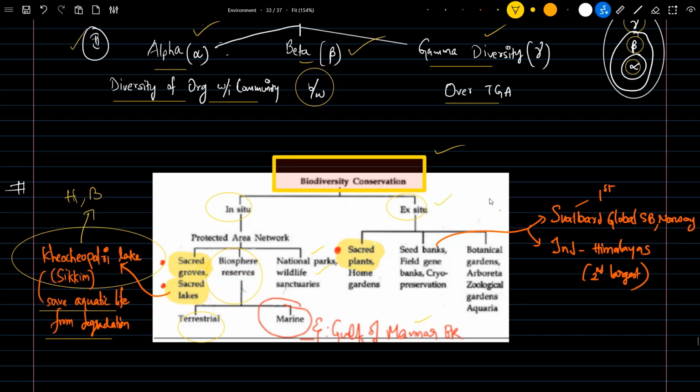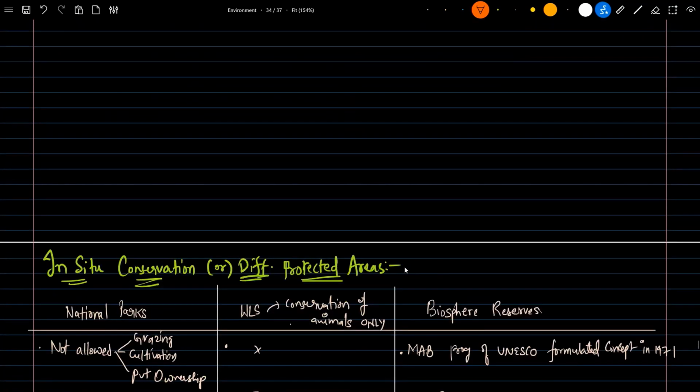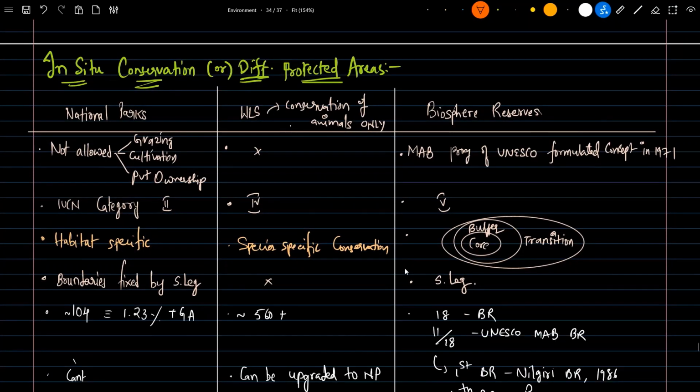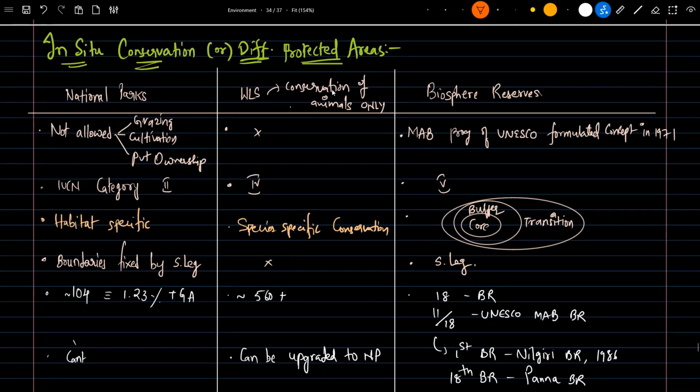Similarly, there is also ex situ biodiversity conservation, like sacred plants, home gardens, zoos, seed banks, cryopreservation, botanical gardens, etc. Let's especially talk about the seed bank. The first seed bank in the world was the Svalbard Global Seed Bank, which is present in Norway. And in India also there is one seed bank in the Himalayas, which is the second largest seed bank. Now let's discuss in situ biodiversity conservation in detail, the different protected areas.